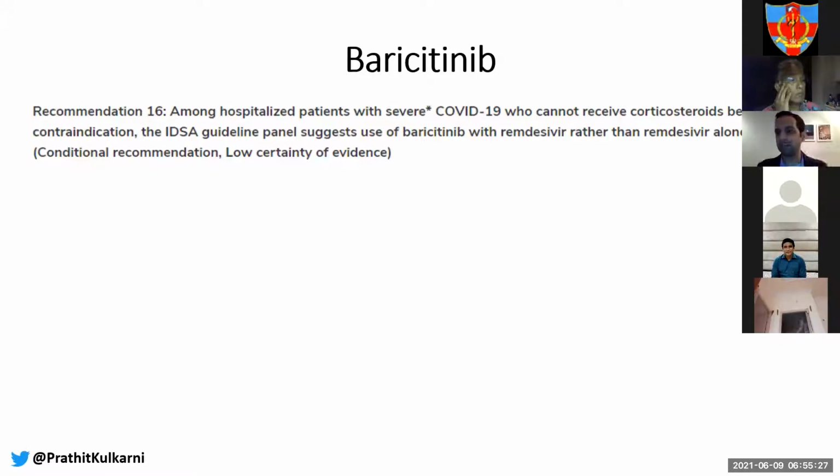For some reason, patient cannot get dexamethasone. There's some problem. The sugars are out of control. So some other issue, I cannot give dexamethasone. Then I will use baricitinib. I only use baricitinib if I cannot give the patient dexamethasone.